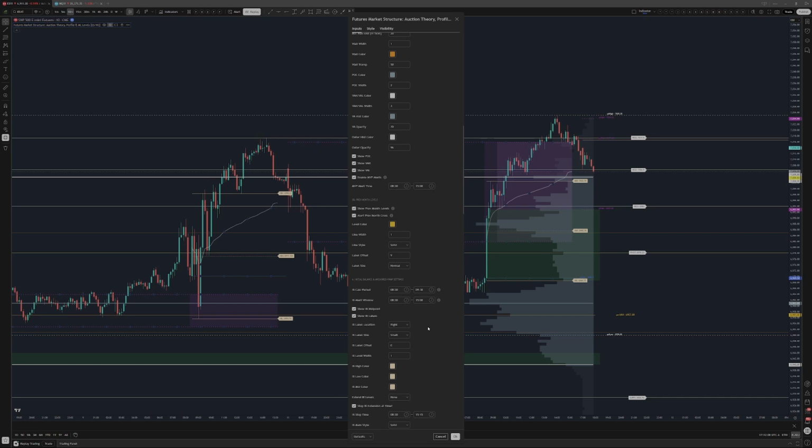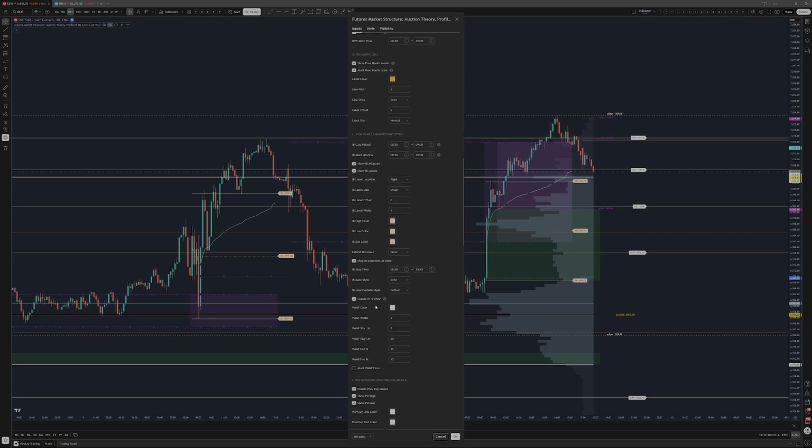RTH Anchored VWAP. This isn't a standard VWAP. It anchors strictly to the cash session open. It filters out all of the overnight participation to show you exactly who is winning the institutional battle today, buyers or sellers.